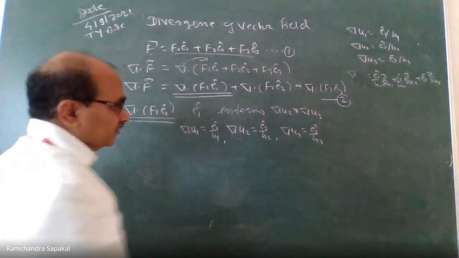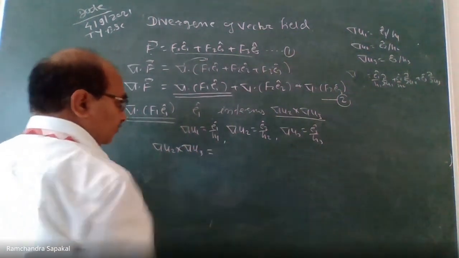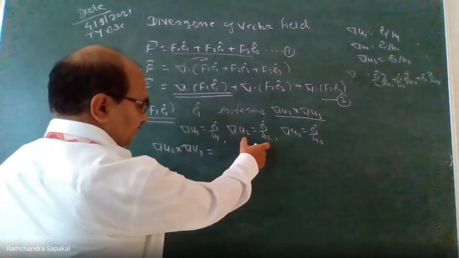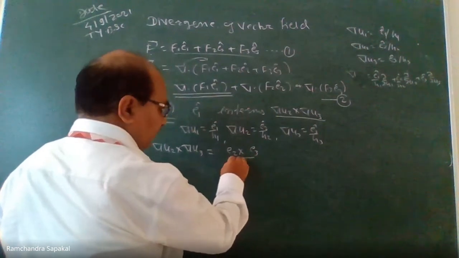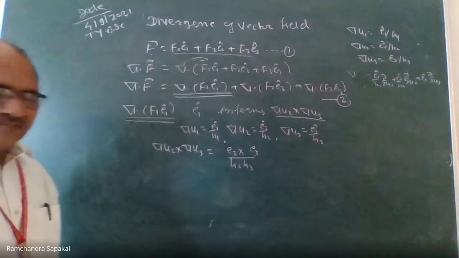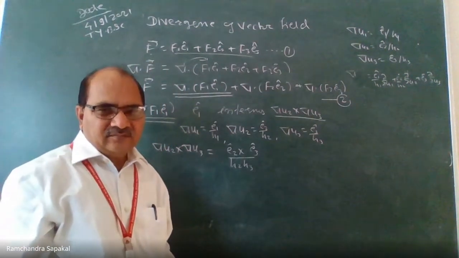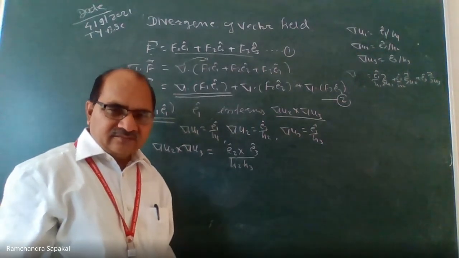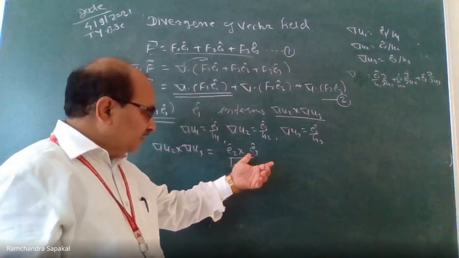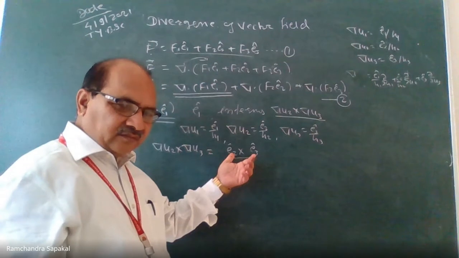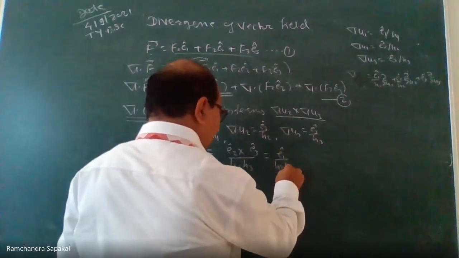Now what to do with this: arrange del u2 cross del u3 is equal to e2 cross e3 divided by h2 h3. And tell me, e2 cross e3 is what? By cyclic order, e1 cross e2 is equal to e3, e3 cross e1 is equal to e2, and e2 cross e3 is equal to e1. So it is e1 upon h2 h3.